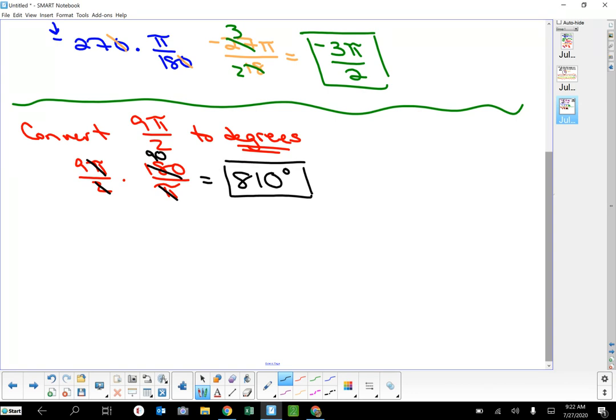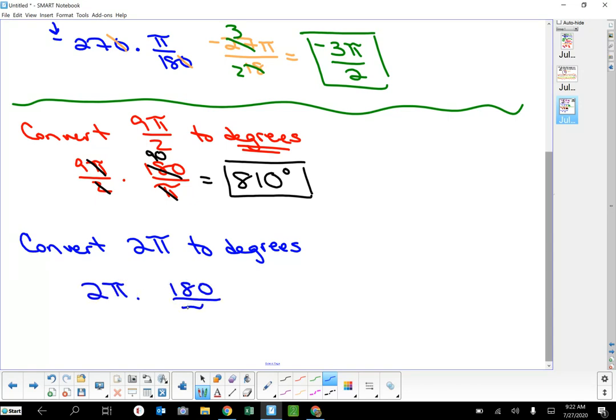Okay. And then, let's do another one, convert 2 pi to degrees. So we take 2 pi times 180 over pi. Now this guy's over 1, right? Because there's nothing there. Pi's cancel out. 2 times 180 is 360 degrees. And that's exactly what that is. So those are pretty straightforward.